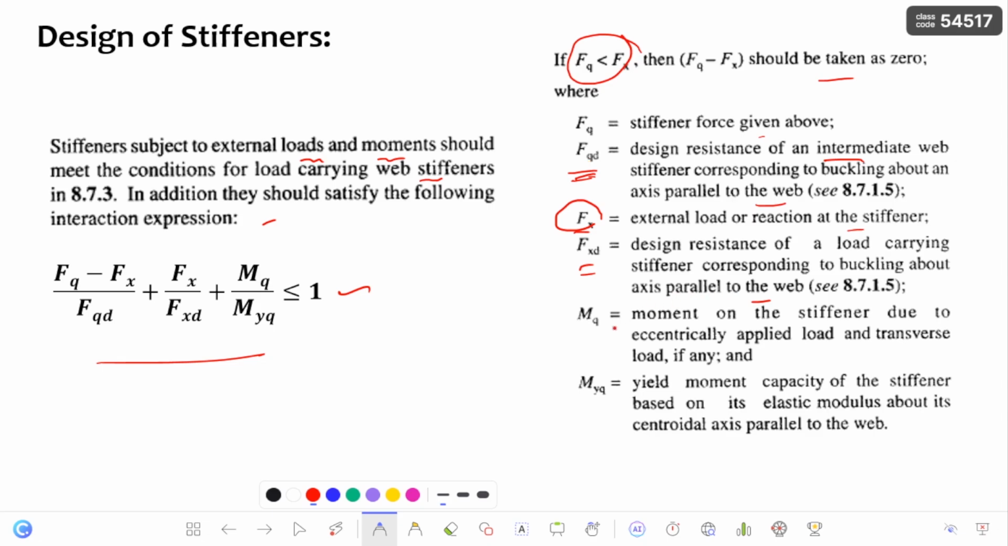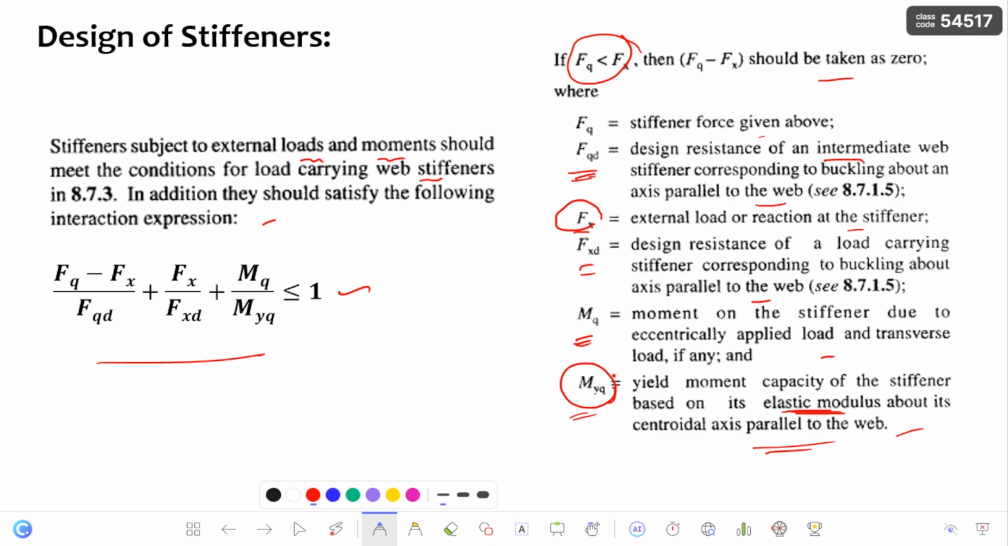Now coming to the MQ, this is the moment on the stiffener due to eccentrically applied load or transverse load, if any. At that particular stiffener location, the moment which is developed, that is nothing but the MQ. And coming to the MYQ, this is the yield moment capacity of the stiffener based on its elastic modulus about its centroidal axis parallel to the web. MYQ is nothing but the moment capacity of the particular stiffener based on the elastic modulus.